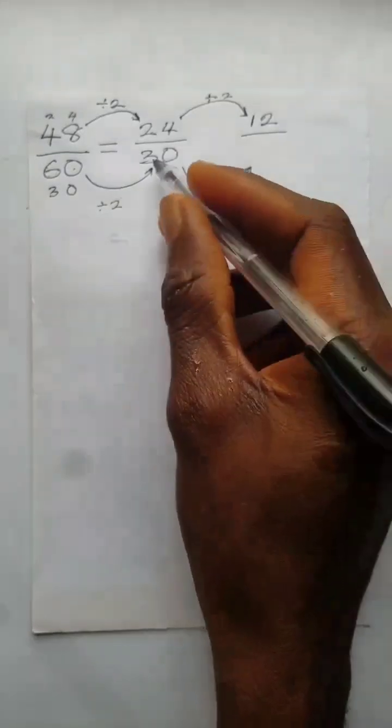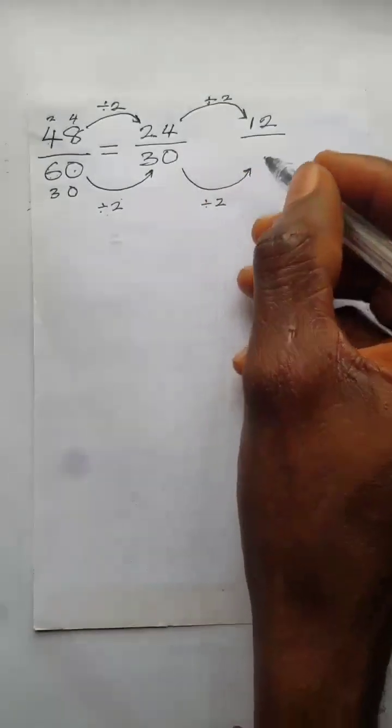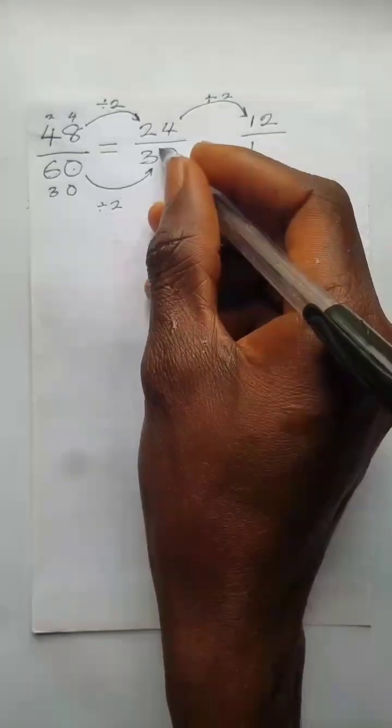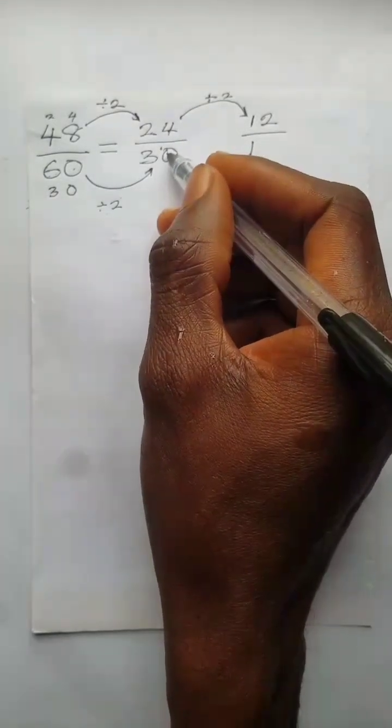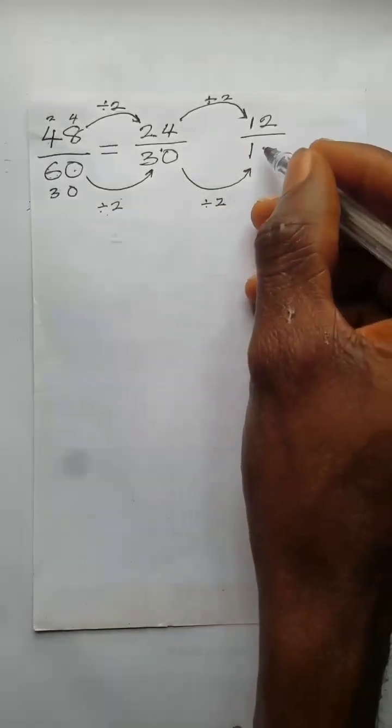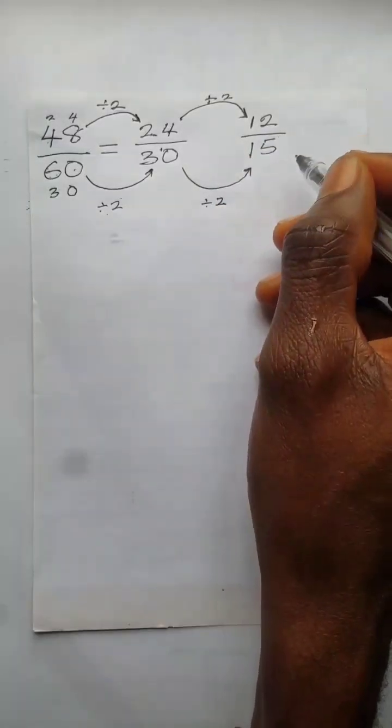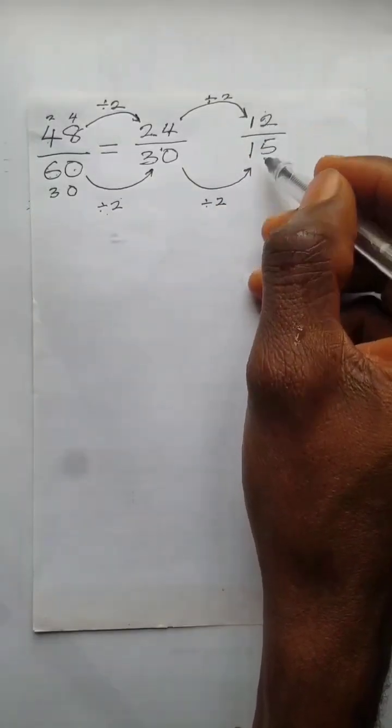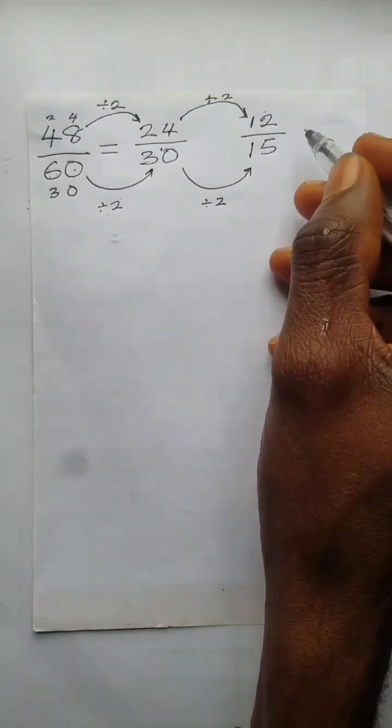Divided by 2. 3 divided by 2 is what? 1. 1 will remain. I add the 1 here. It becomes 10. 10 divided by 2 is 5. I have my new fraction, 12 over 15. Let's continue.